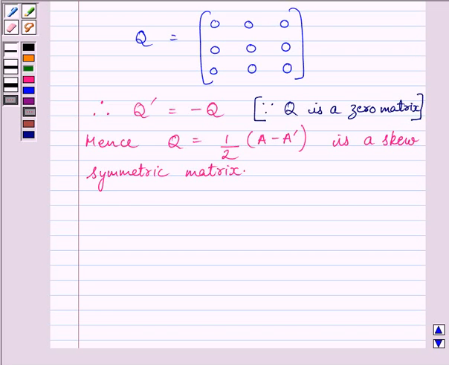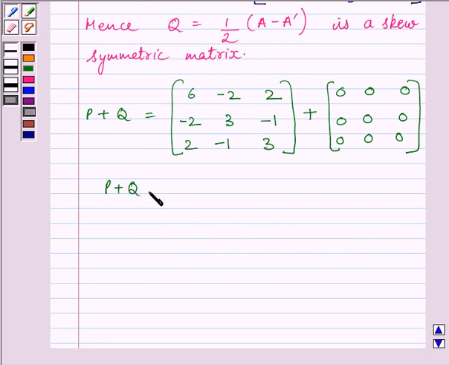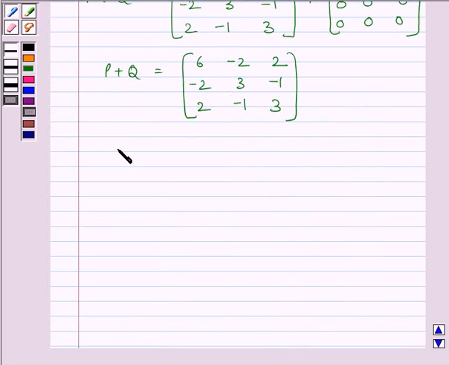Now, let us find out P plus Q. We know P is equal to matrix 6, minus 2, 2, minus 2, 3, minus 1, 2, minus 1, 3, and Q is a 0 matrix. So, P plus Q is equal to matrix P itself, that is 6, minus 2, 2, minus 2, 3, minus 1, 2, minus 1, 3. But we can see P plus Q is exactly equal to matrix A. So, we can write P plus Q is equal to A.